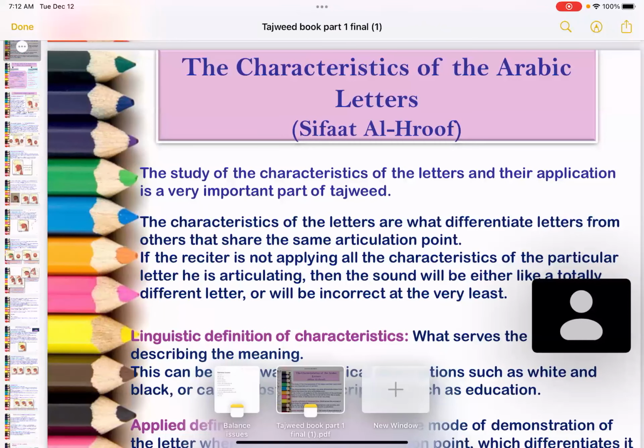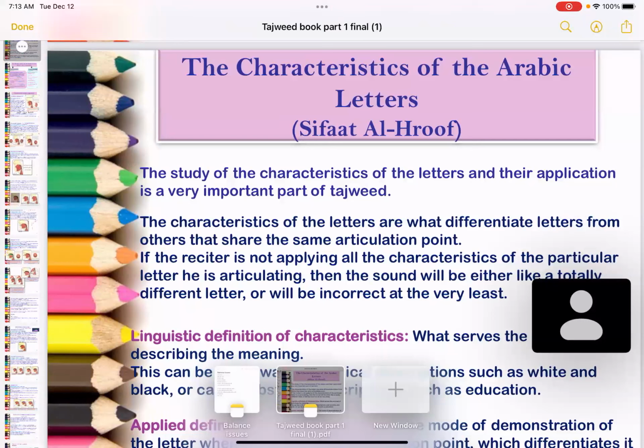Inshallah, today's topic will be on the characteristics of the Arabic huruf, which are also called sifat. Sifat is the character of the letter. So far, we were covering the makharij. Makharij is the foundation; the very foundation of tajweed is to know the makharij and to articulate the sound well, right?